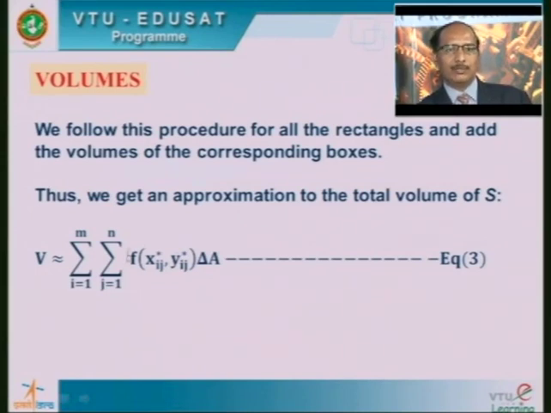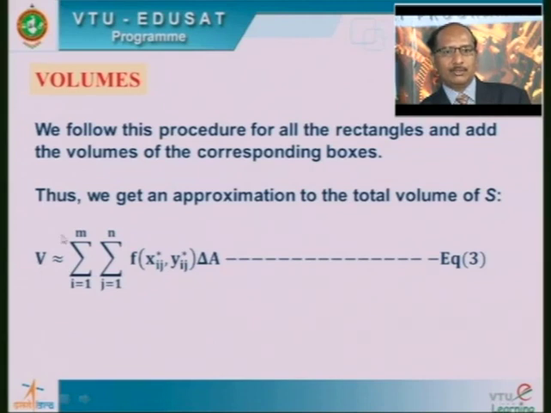I taking from 1 to n, and I taking from 1 to m, and j taking from 1 to n. In the x direction and y direction, you will find all the rectangular boxes. So their volumes are taken. F is the height of that particular rectangular box and delta A is the base. Delta A is the same for all the rectangular regions, because delta A is delta x into delta y. So that total gives the volume.